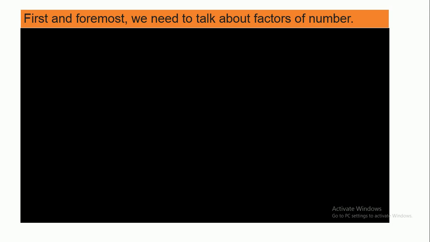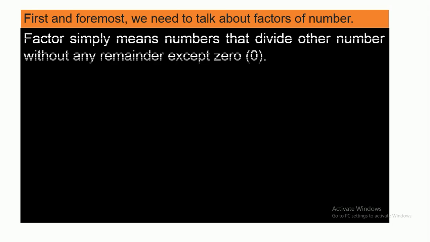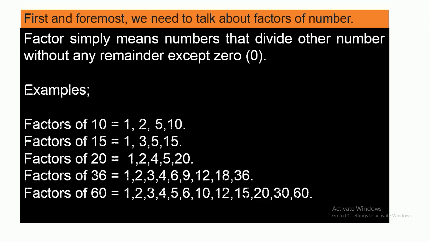Let's start. First and foremost, we need to talk about factors of numbers. Factor simply means numbers that divide another number without any remainder except 0. How do we mean by this? Examples. You can see the factors of 10. Those are the numbers that can go in 10 without any remainder except 0.